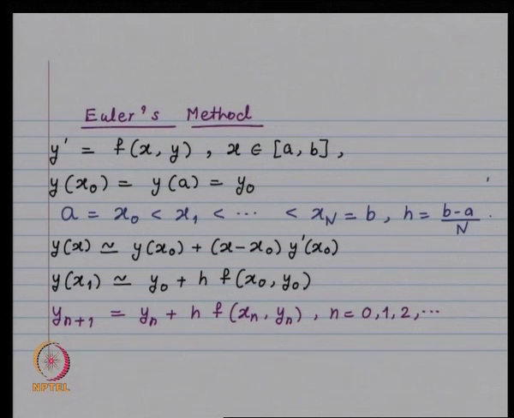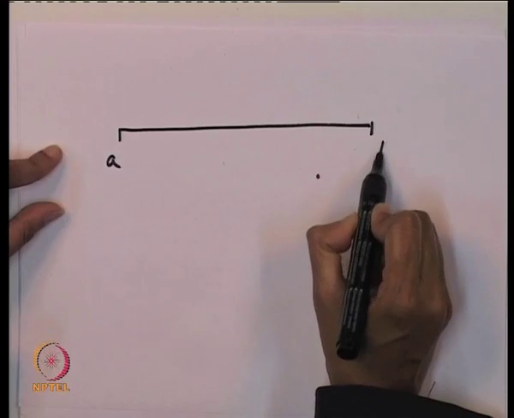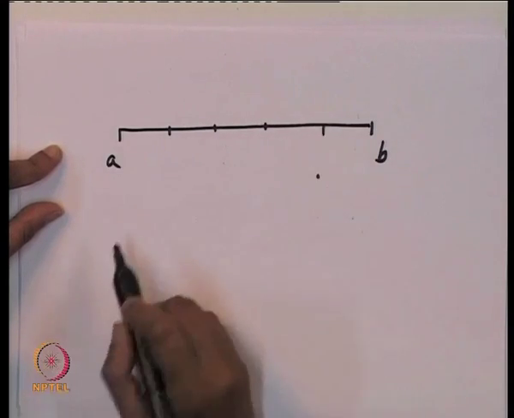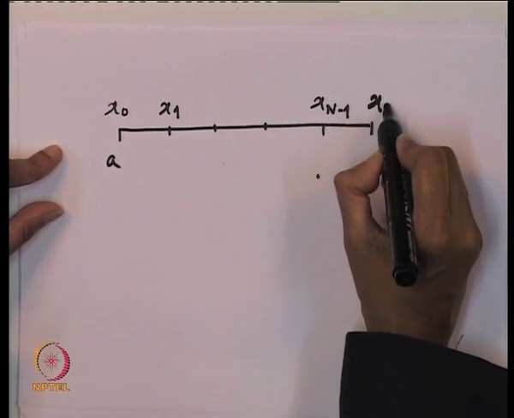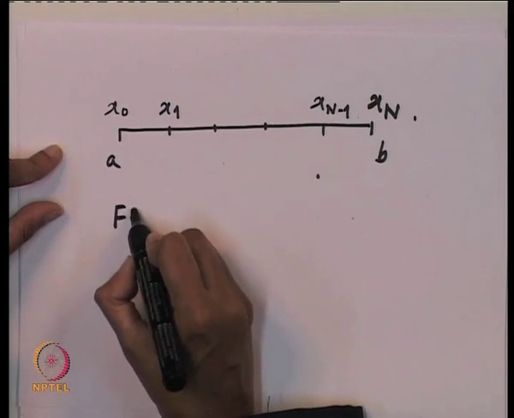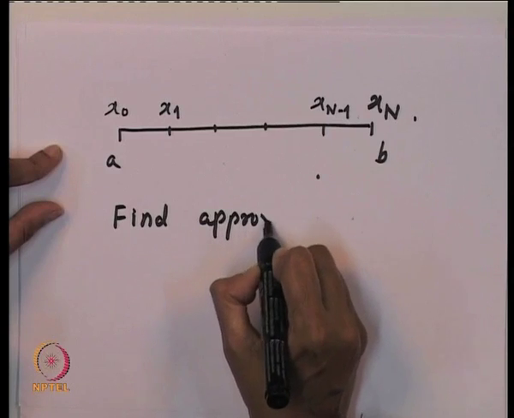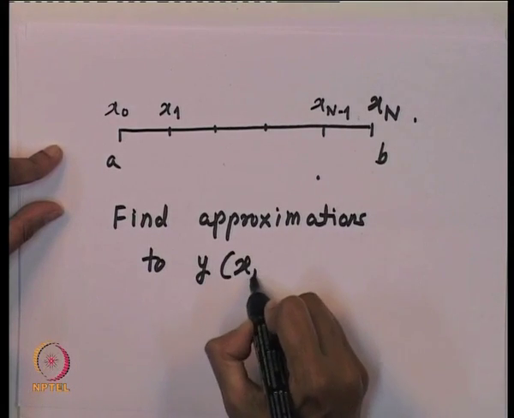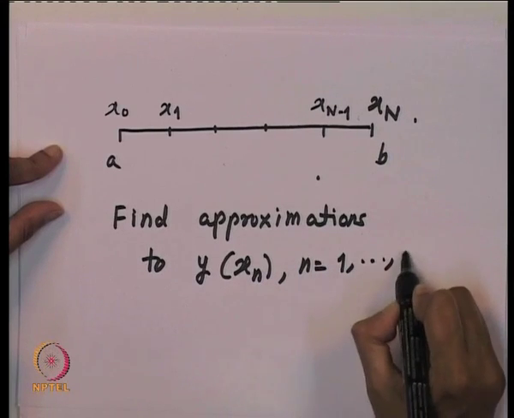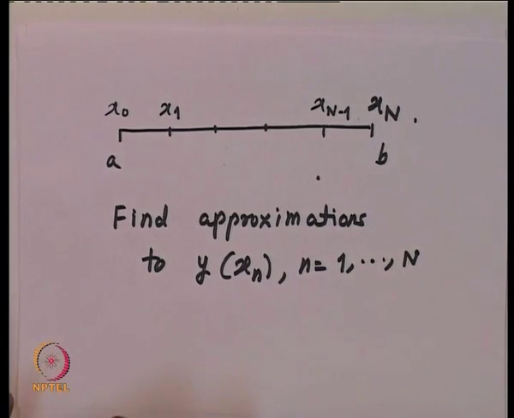So, we have got our interval a b. In this we consider some equidistant points, x 0, x 1, x n minus 1, x n, and we find approximations to the value of y at x sub n, n is equal to 1, 2 up to capital N. And once you have got approximations to y at some finite number of points, then you can do interpolation, you can do spline interpolation to obtain a function which is continuous or which is differentiable.